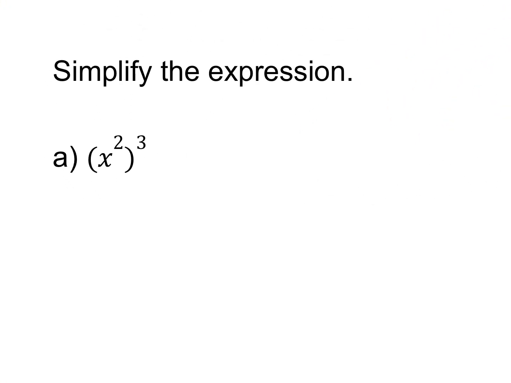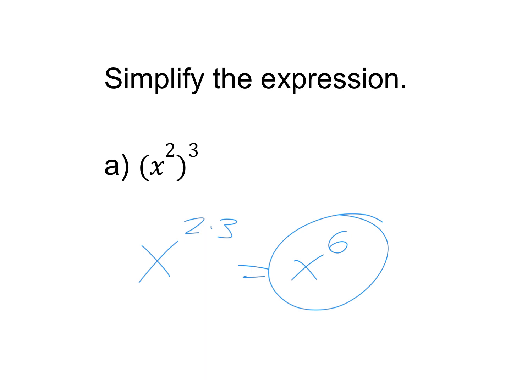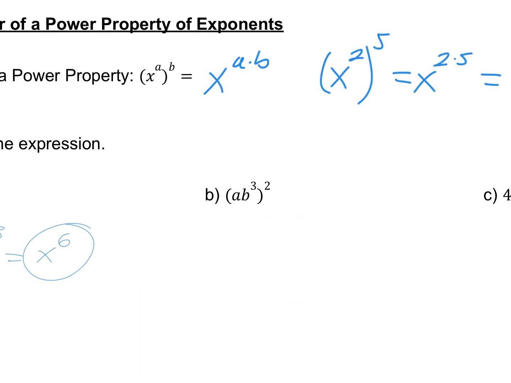Okay, so let's take a look at our first example. Pretty similar to what I just drew. So we have x to the power of 2, and we're raising all of that to the power of 3. So this would become x to the 2 times 3, or x to the 6th. We're just multiplying them. Okay, let's check this one out.